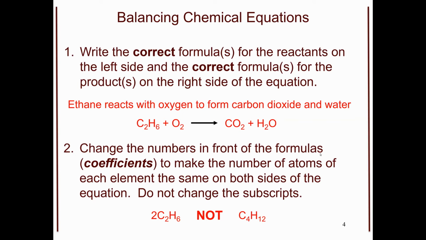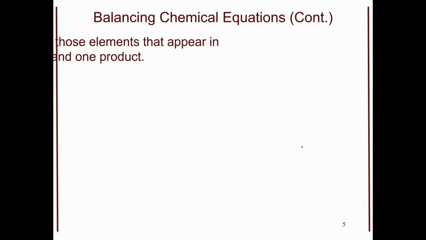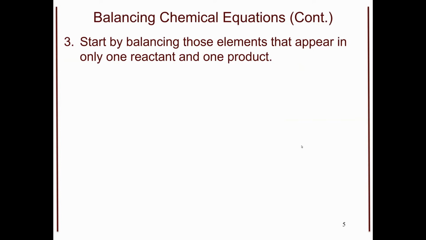So once you get through rule 1, you are not allowed to change the subscripts or the identities of any of the species that you write. Afterwards, when you get to rule 2, you are more than welcome to change the leading coefficient to make sure that you have the right number of those atoms. So finally, we get to number 3. We start by balancing those elements that appear only in one reactant and one product.